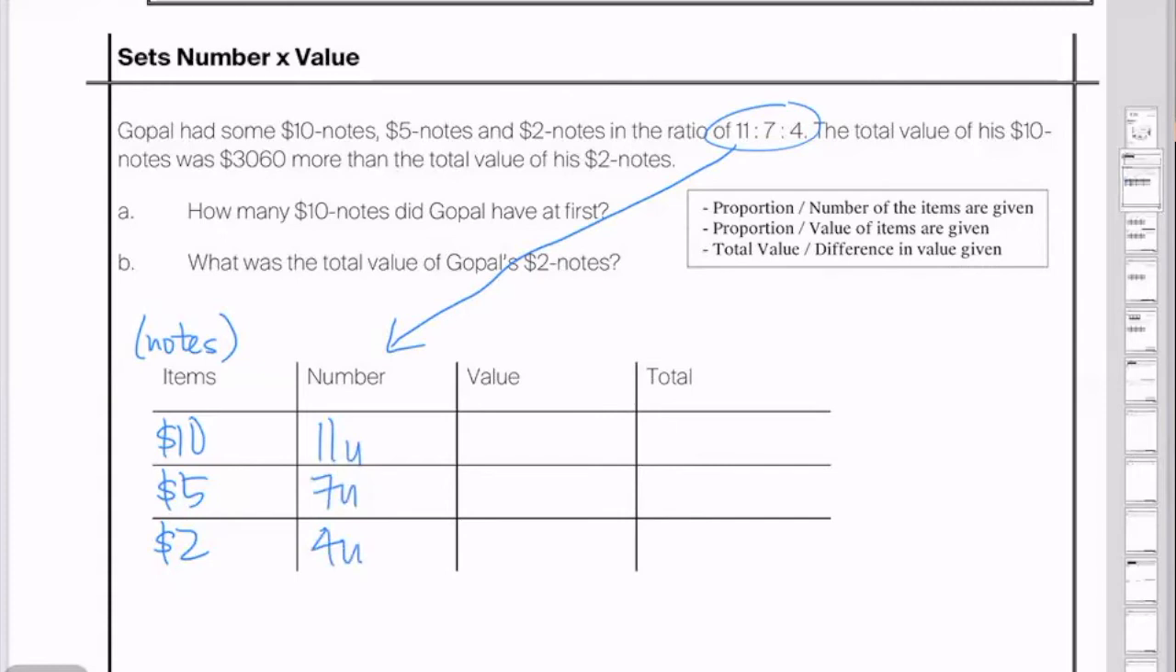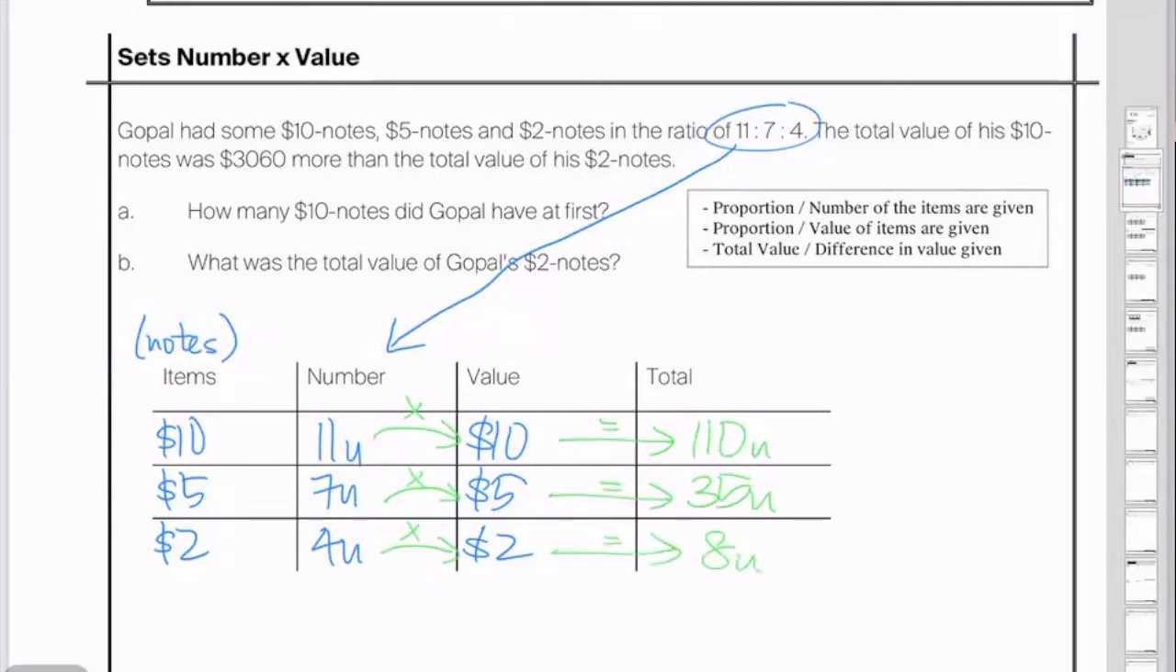Here's a value. So for value, a $10 note has $10 value. So of course you put your 10, and your value of 5 and your value of 2. So if you find your total, I'll change to a different color. It will be number times value and will be equal to your total. So 11 times 10 will give you 110 units. 7 times 5 will give you 35 units. And 4 times 2 will give you 8 units.